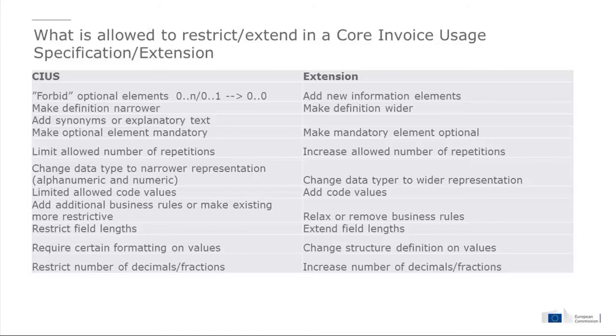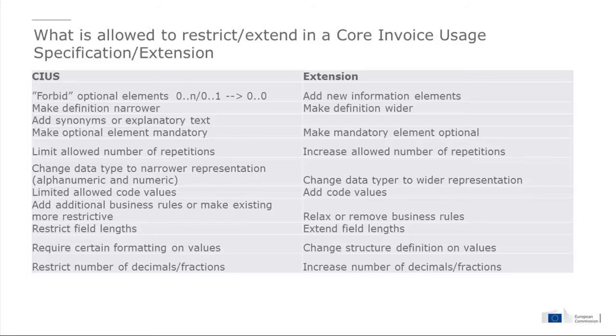On the left column here, we see these types of restrictions, which will result in a true subset. You can forbid some elements which are optional. You can make a definition narrower. It's possible to add synonyms or explanatory text in the CIUS. An optional element can be made mandatory. You can limit the number of repetitions, and make data types narrower in their representation, for example making alphanumeric data types numeric, and limit the allowed code values. So if the business term allows for 100 different code values, the CIUS could limit that to a specific set of code values, and add additional business rules, which makes the model more restrictive. You can restrict field length and certain formatting of values, and restrict decimal fractions.